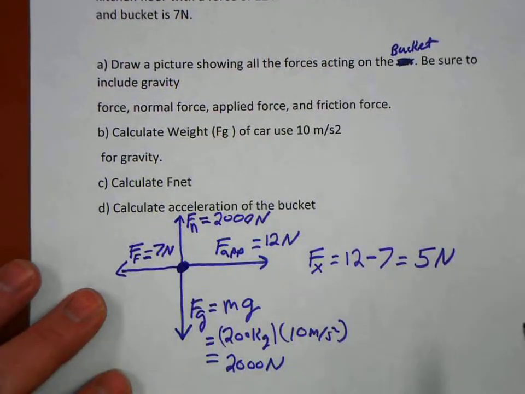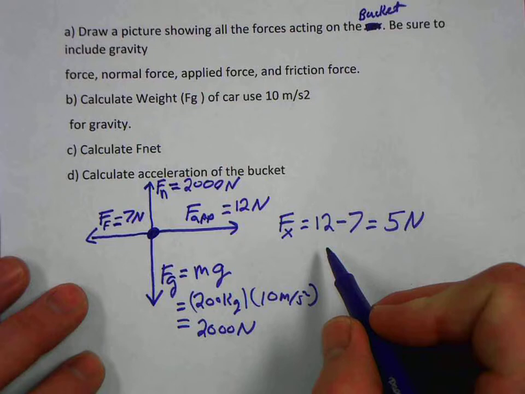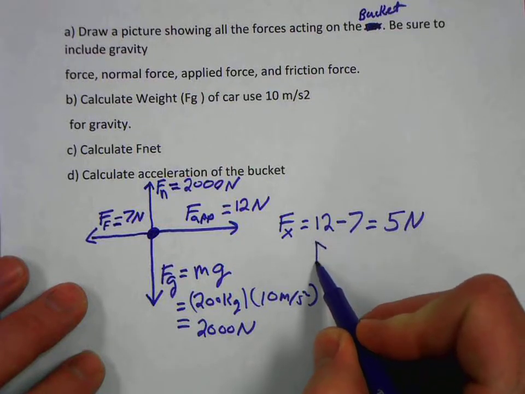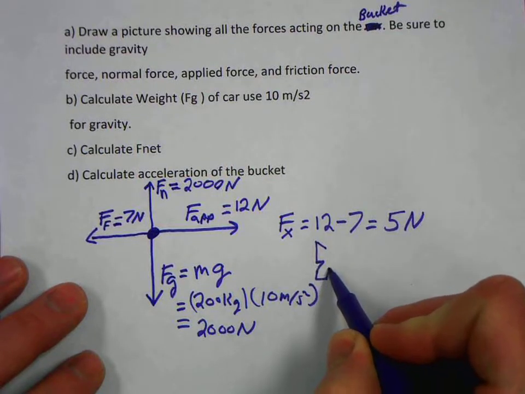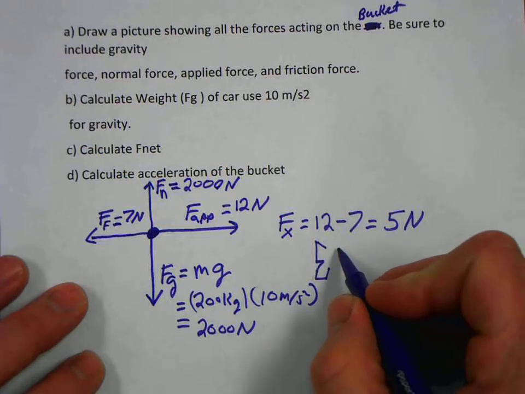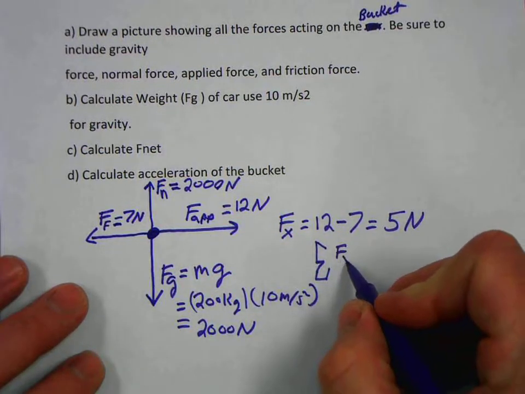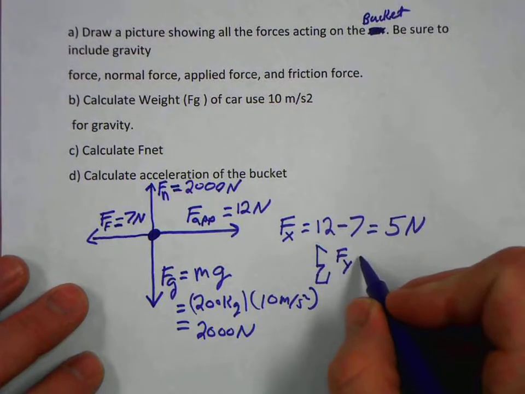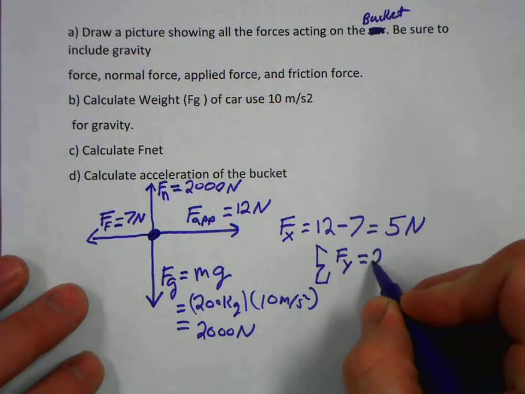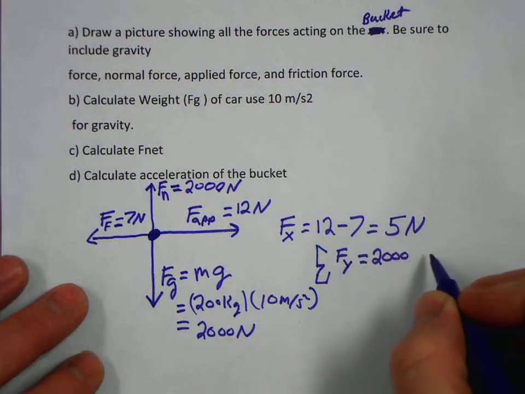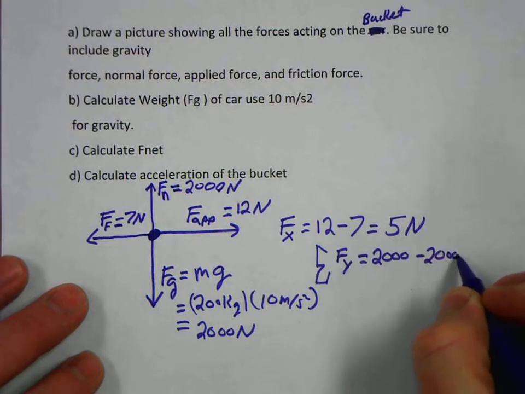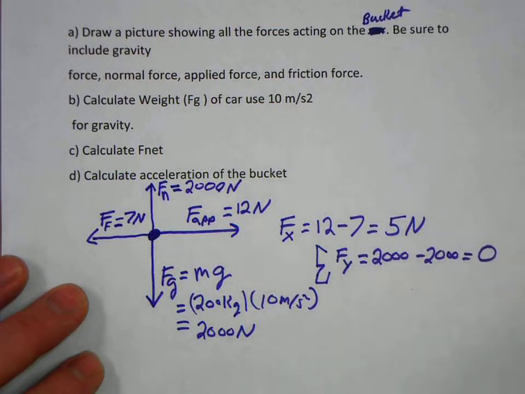Now we're going to calculate our total F net. So remember, we're going to use our little sigma sign. For our total forces, we have the forces in the up and down, which we'll call the y direction. We've got 2,000 going up, and 2,000 coming down. Well, that gives us a great big balance, right? That's why it's in equilibrium.